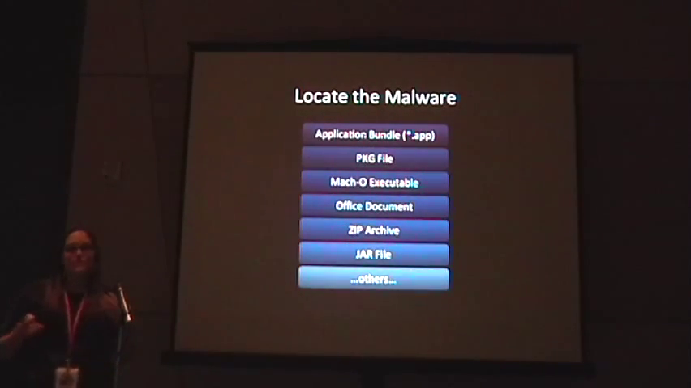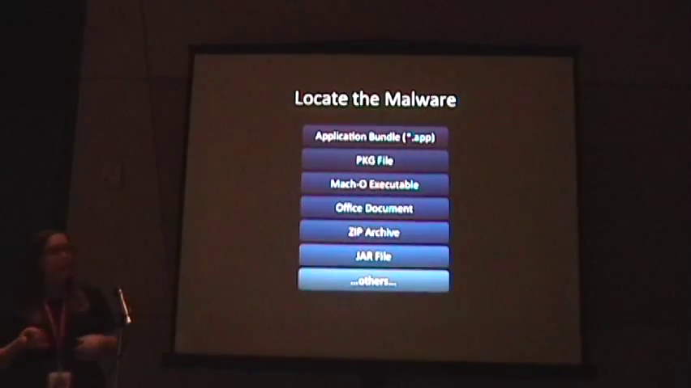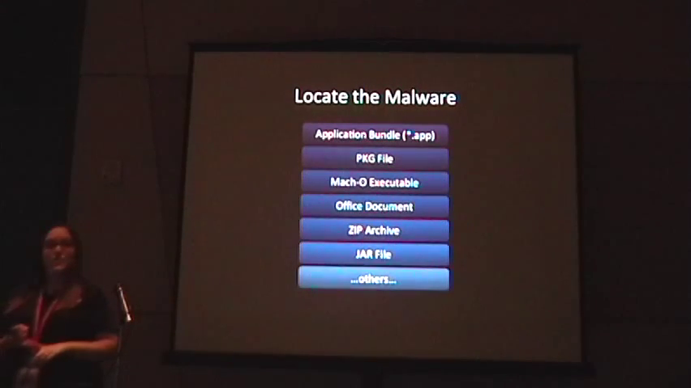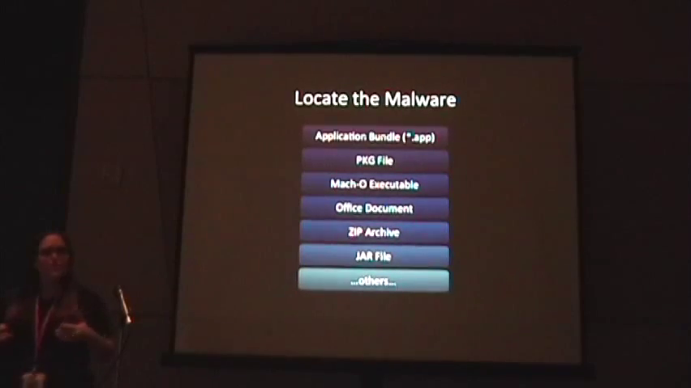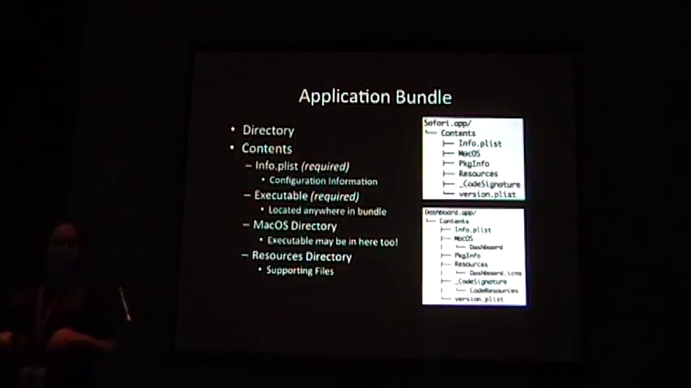So what kind of malware files are we going to be looking at? The three that we're going to be looking at today are application bundles, PKG files, and Mach-O executables. But be aware that there are also your normal Office documents, jar files, zip files, anything else you might see on a Windows box. So the application bundle.